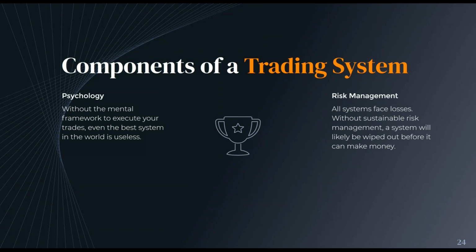Next, risk management, also something which will not be covered in this course. All systems face losses. Without sustainable risk management, a system will likely be wiped out before it can make money. Most systems win about 40 to 60% of the time. Now, we get deviations from this, but generally you can assume most traders, real ones, make 40 to 60% of their trades winners. That leaves 40 to 60% being losers. Now, if you don't have good risk management in place, these losers will wipe out your account and you can't actually reap the rewards of your system.